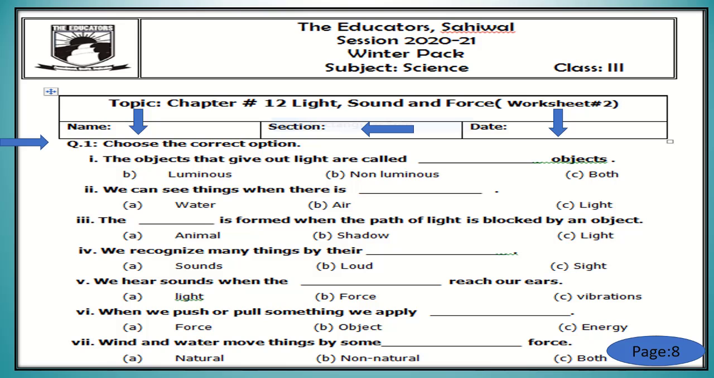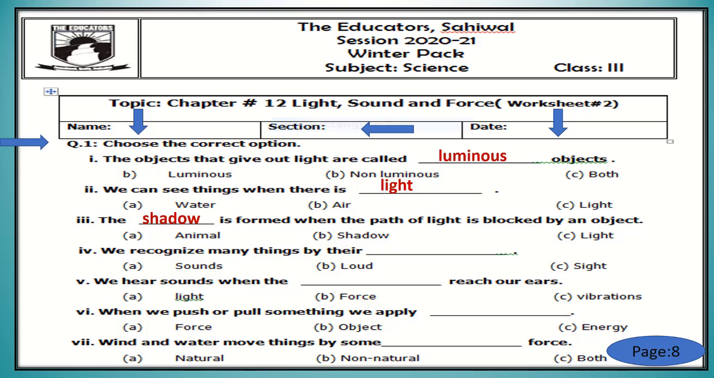So students, they are called luminous objects, non-luminous objects or both. So the objects that give out light are called the luminous objects. Number 2 is we can see things when there is dash. We can see things when there is water, air or light. So write down the answer. We can see things when there is light. Number 3 is the dash is formed when the path of light is blocked by an object. The animal is formed, the shadow is formed or the light is formed. The correct one answer is the shadow is formed when the path of light is blocked by an object.